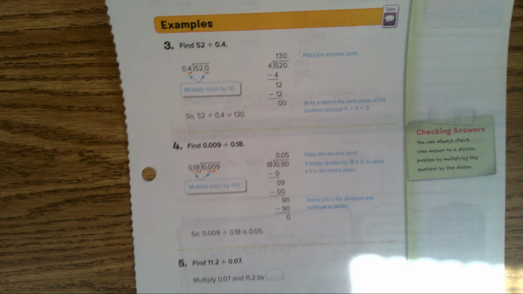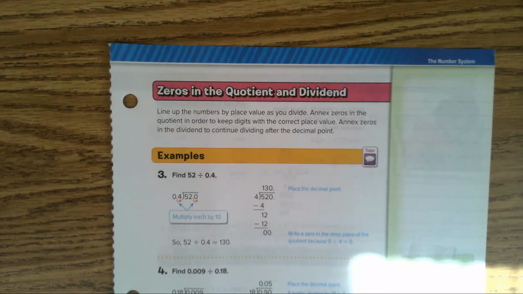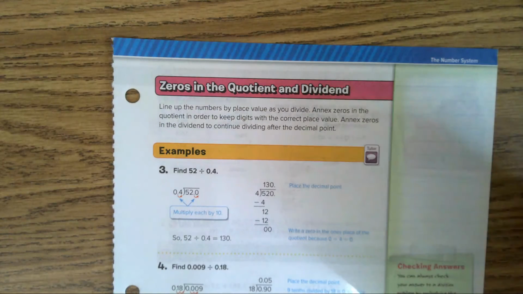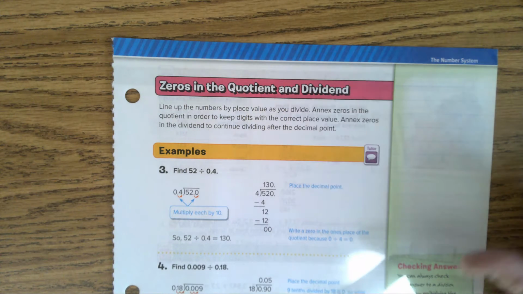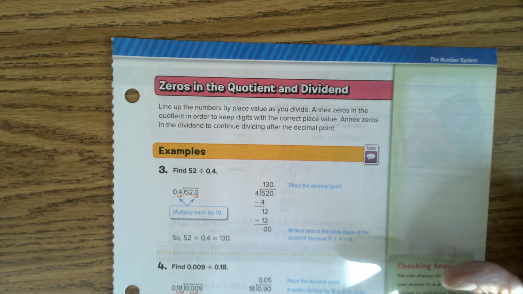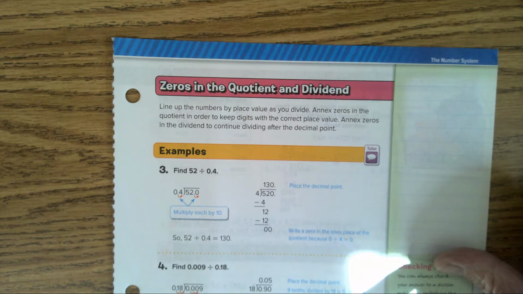Example 3. Zeros in the quotient and dividend. It says line up the numbers by place value as you divide. Annex, which means add or put zeros in the quotient in order to keep digits with the correct place value. Annex or place zeros in the dividend to continue dividing after the decimal point.